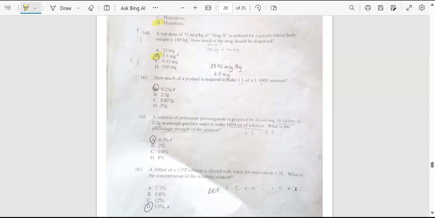Yeah, thank you, Divya. Thanks. Perfect. How much of a product is required to make 1 liter of a 1:4,000 solution?